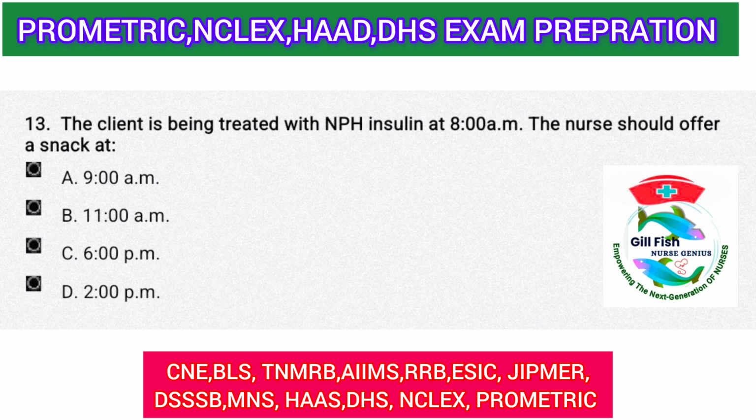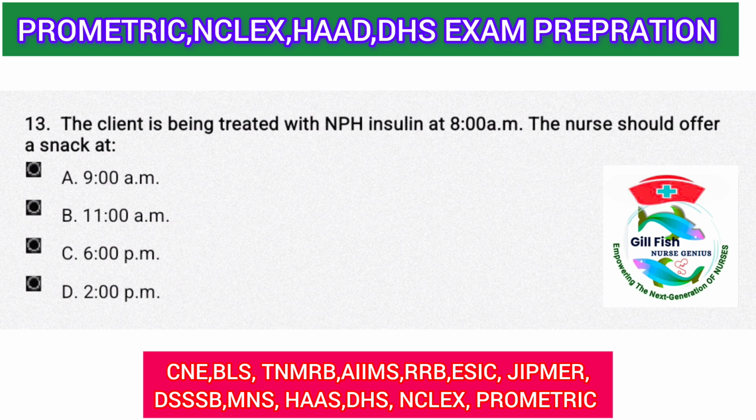First, you need to understand regular insulin and NPH insulin. Regular insulin will be activated within 1 to 2 hours, and after the peak the level reduces. But NPH is not like that. When the injection is given, it reaches its peak only after 6 hours. So that is why, with the dose given at 8 o'clock, you have to give the snack at 2 p.m. So option D will be the correct answer.